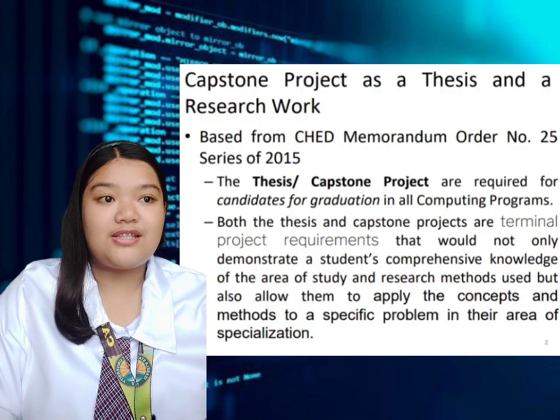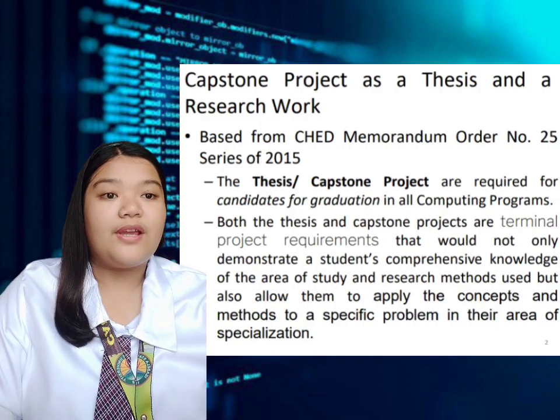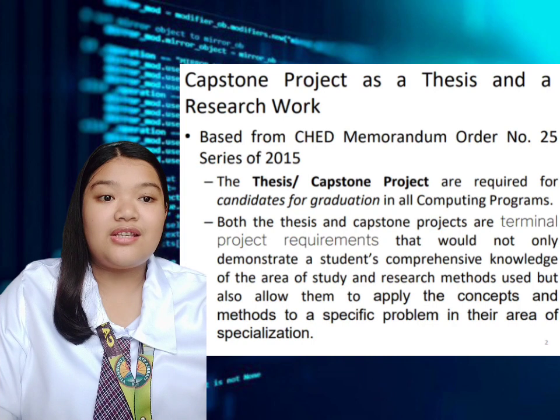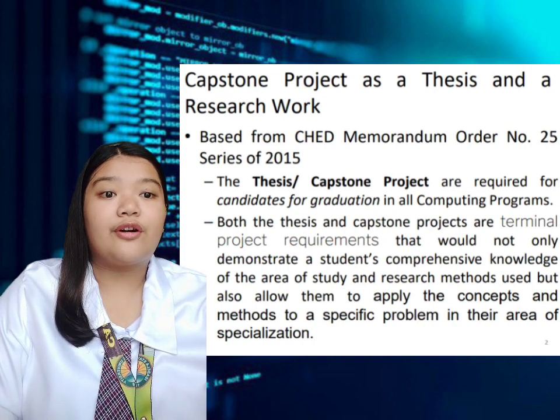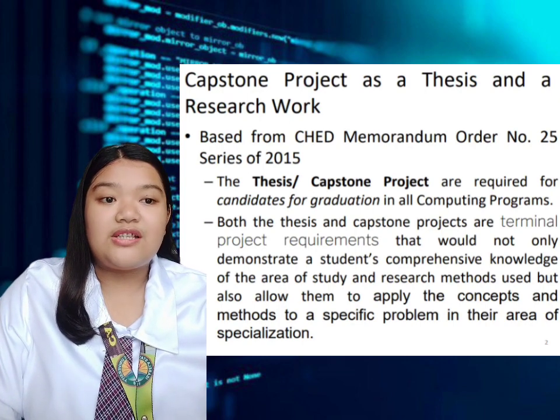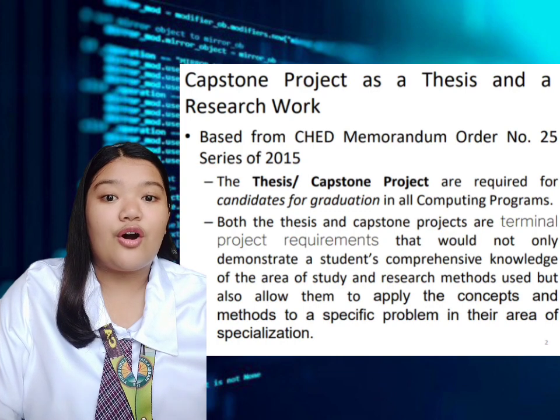Capstone project as a thesis and a research work. Based from CHED Memorandum Order Number 25, Series of 2015, the thesis or capstone project are required for candidates for graduation in all computing programs. Both the thesis and capstone project are terminal project requirements that would not only demonstrate a student's comprehensive knowledge of the area of study and research method used, but also allow them to apply the concept and method to specific problems in their area of specialization.